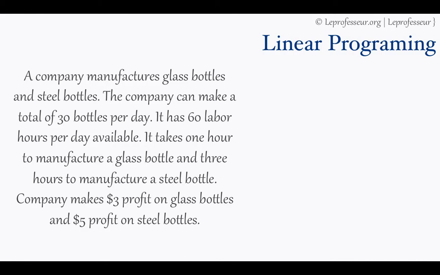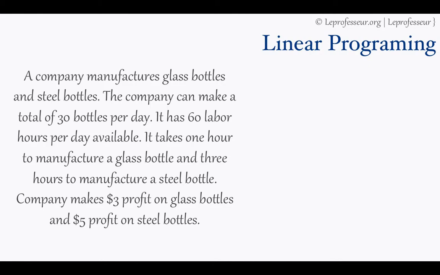Imagine a company manufactures some bottles, and two kinds of bottles. The company manufactures glass bottles and steel bottles. The company can make a total of 30 bottles per day, and it has 60 labor hours per day available. It takes 1 hour to manufacture a glass bottle and 3 hours to manufacture a steel bottle. The company makes $3 profit on a glass bottle and $5 profit on a steel bottle.